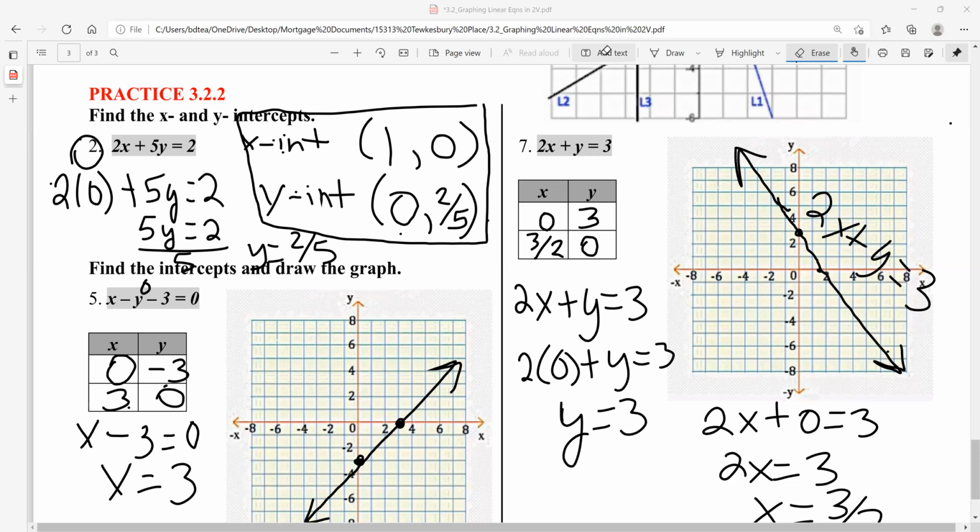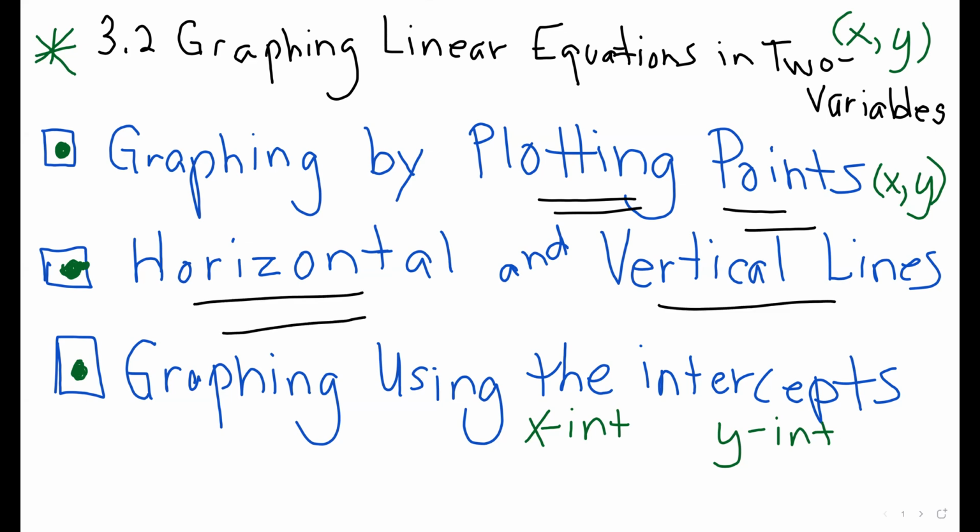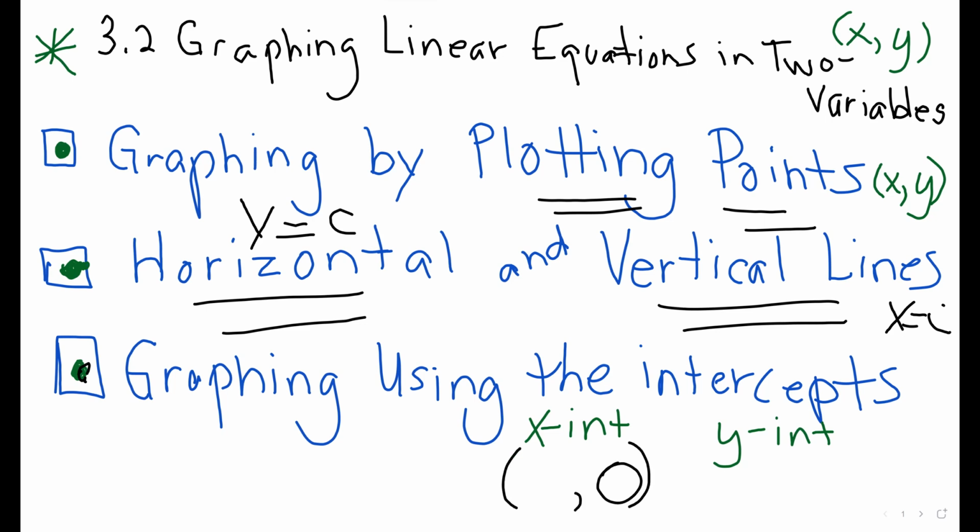Okay, so that's 3.2, graphing linear equations in two variables. We graph by plotting points, your x and y. We use the horizontal and vertical lines. We know that that's when x equals something or y equals something. A horizontal line is where y equals some constant, and a vertical line is where x equals some constant. And then we learn how to graph using the x and y intercepts. The x-intercept is where y equals 0, and you're going to have some x value. The y-intercept is where x equals 0, and you're going to have some value of y. So that's 3.2, graphing linear equations in two variables.